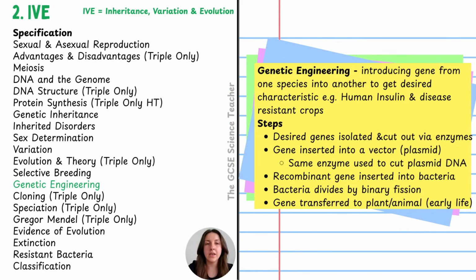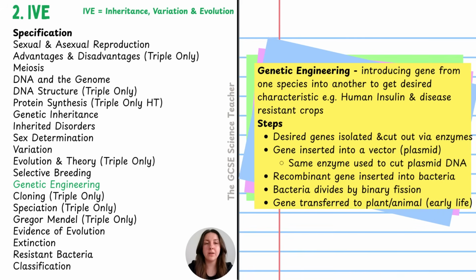Genetic engineering is a key idea: introducing genes from one species into another to get the desired characteristic, for example, the human insulin gene and disease-resistant crops. The steps include: the desired gene is isolated and cut out via enzymes. The gene is inserted into a vector, a plasmid, which is found in bacteria, using the same enzyme to cut the plasmid's DNA. The recombinant gene is inserted into the bacteria, and this divides by binary fission.